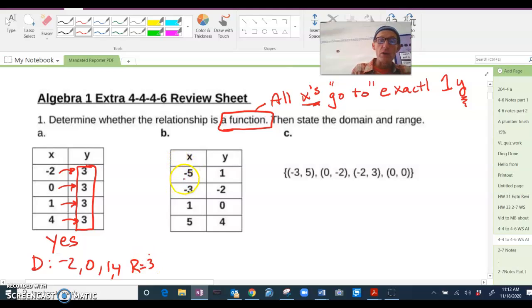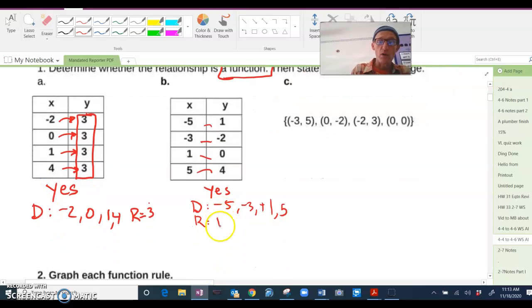Now, the answer to 2b is yes, because each one's different, and the domain is the list of x's: -5, -3, 1, and 5, and the range is, of course, the y's, which is pretty easy. It's 1, -2, 0, and 4.